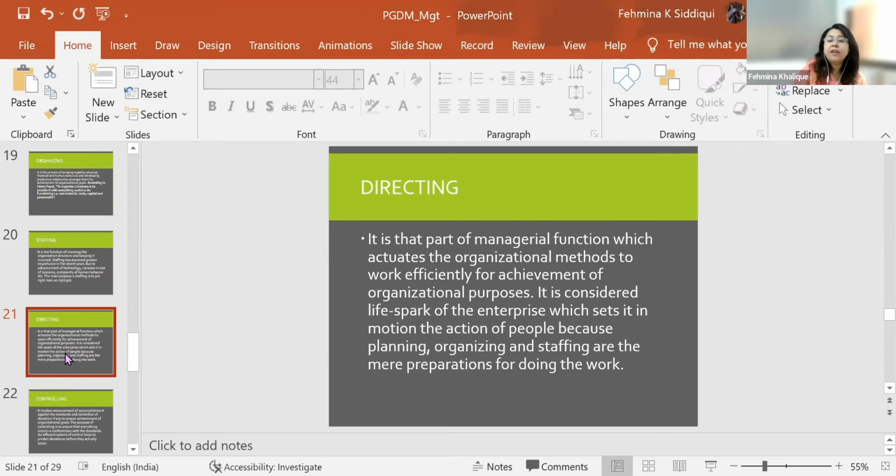So again, it is a managerial function which actuates the organizational methods to work efficiently for achievement of organizational goals. किस तरह से आप efficiently, effectively direct करके अपने एम्प्लॉइज को या सबऑर्डिनेट्स को काम करवा सकते हैं. तो डायरेक्टिंग बहुत बड़ा रोल होता है एक मैनेजर का. You all will be directing. All of you will be directing your subordinates how the work has to be carried out, or the labor or the employees working for you.